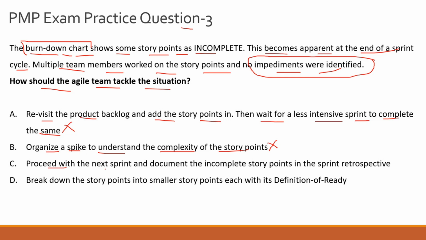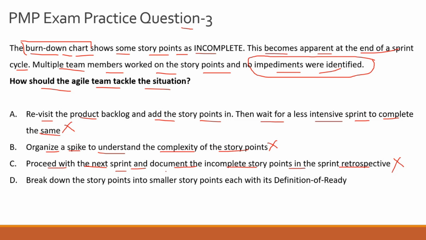Let's look at option C. Proceed with the next sprint and document the incomplete story points in the sprint retrospective. Again, that is totally outrageous, guys, because the sprint retrospective is not about documenting that we were not able to complete the scope. It is actually about documenting what the learnings were coming out of a sprint or iteration. And you can't just leave these story points out for the next sprint and say it is fine, we were not able to complete these story points, let's document it in the retrospective. That is not acceptable, right?